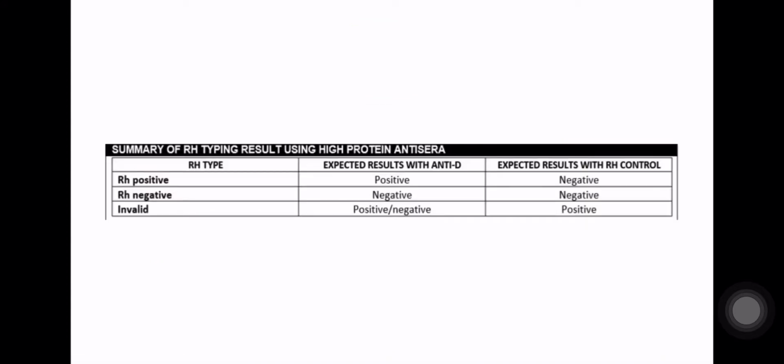The summary of Rh typing results using high protein anti-sera: Rh positive individuals are expected to give positive results with anti-D and negative with Rh control. For Rh negative patients, they are expected to give negative results with anti-D and negative results also with Rh control. And for invalid, Rh typing may be positive or negative with anti-D and positive with Rh control.